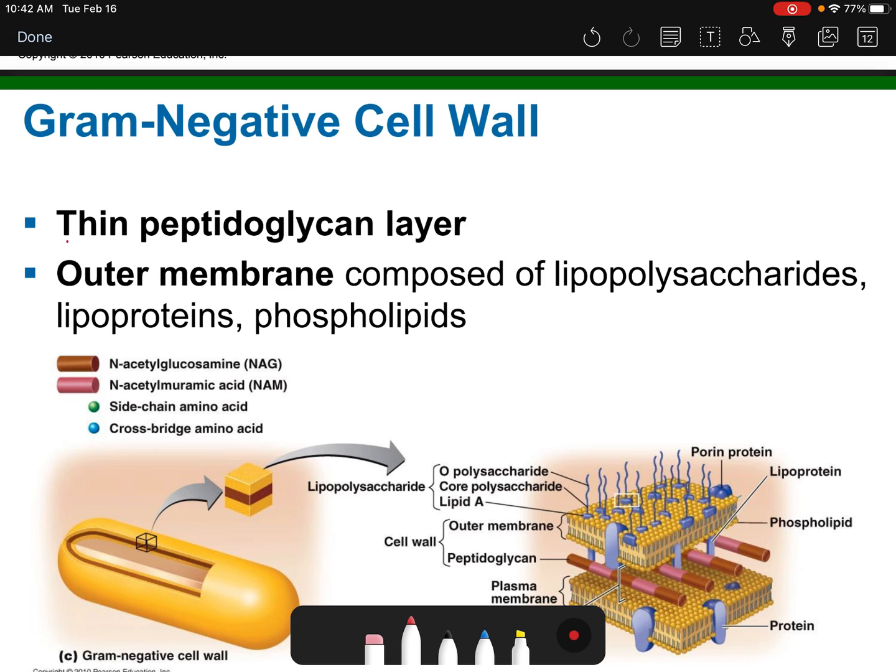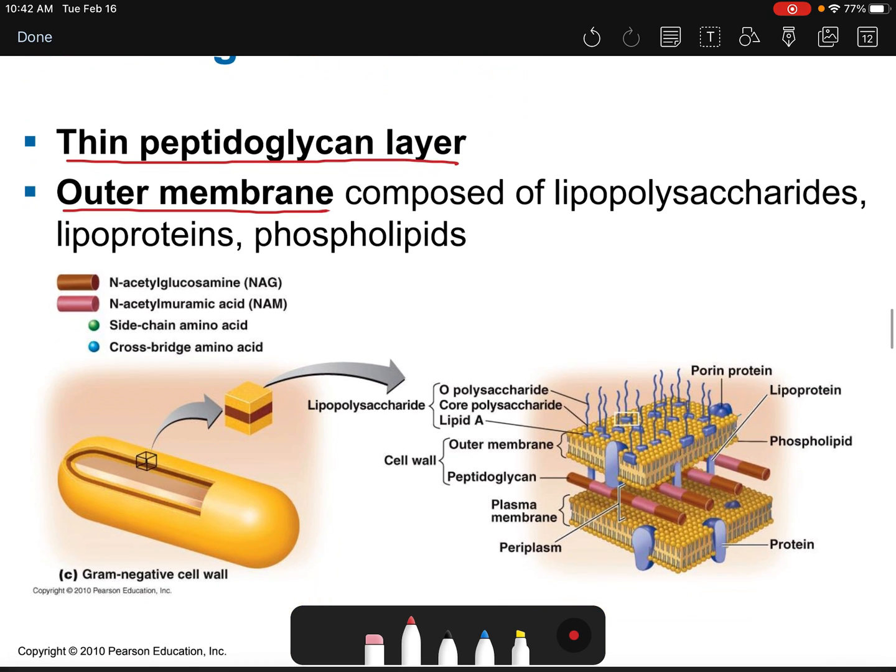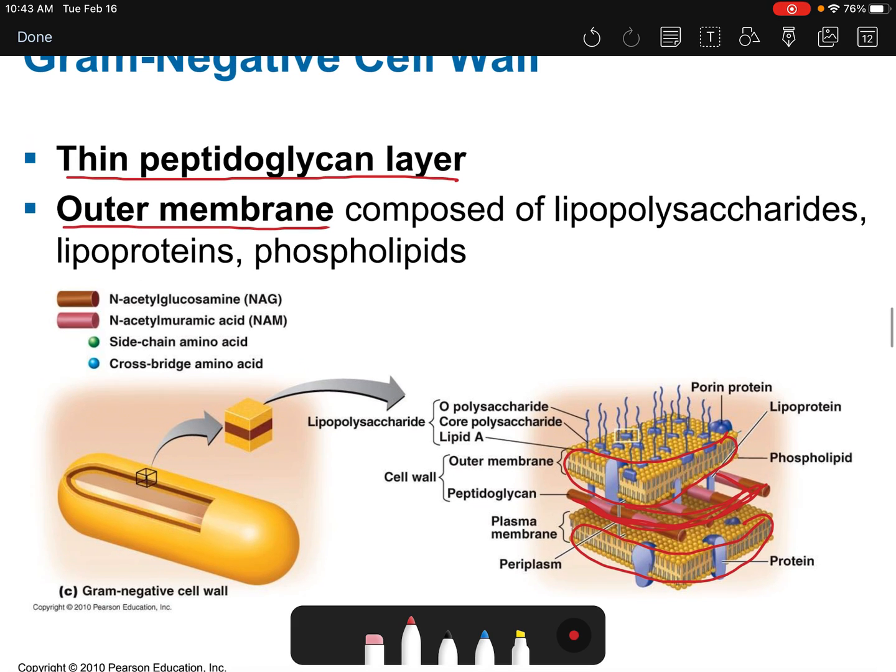Gram-negative cell walls have a very thin peptidoglycan layer, but they have an outer membrane also that's found on the outside of that peptidoglycan layer. It's composed of lipopolysaccharides, lipoproteins, and phospholipids. So here's the peptidoglycan layer right here, made up of that NAM and NAG. And here's your actual cell membrane or plasma membrane, but here's an actual outer membrane that the gram-negative bacteria have. And it looks almost just like your plasma membrane, because it's a phospholipid bilayer, just like the other layer is.